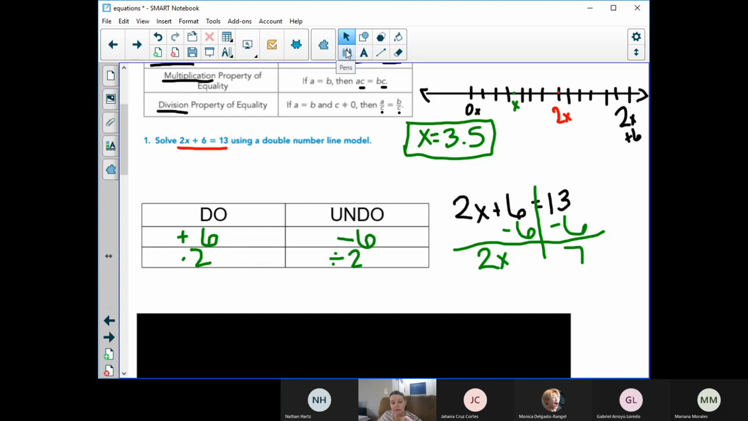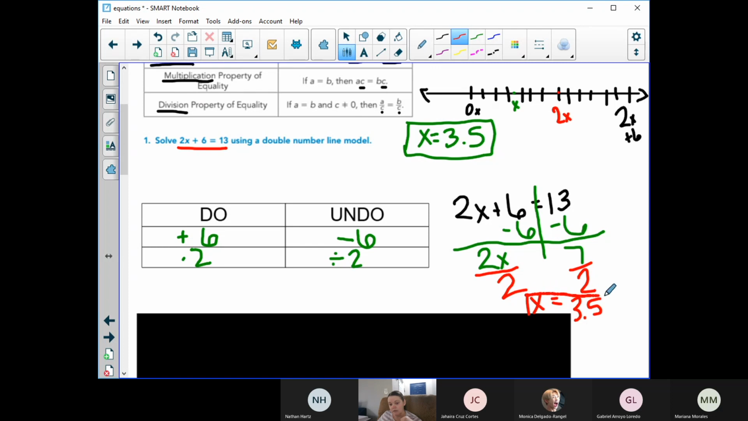All right, so we undid the addition. Now we need to undo multiplication. So to do that, I divide both sides by 2 to maintain equality. 2 divided by 2 gives me just 1x. And 7 halves as a decimal is 3.5. So I still got the same answer, even though I did it a different way. I did not use the number line this time.